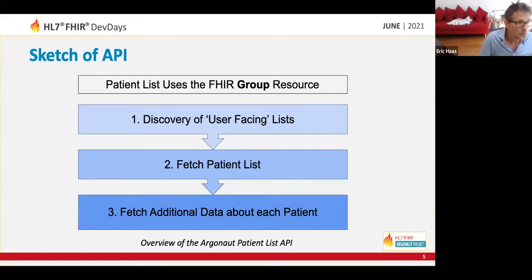You discover what user-facing lists are out there. You fetch those patient lists, and when we say fetch patient lists, you're fetching a list of lists. What patient lists do I have access to? Let's fetch those and see what they are. And then the third step would be, I want to select the first one on that list of lists. And from that fetch, you can download the actual members that enumerate that list, as well as getting additional data about each patient. So these 3 steps. This 3-step process is kind of the backbone of what we set out to do.